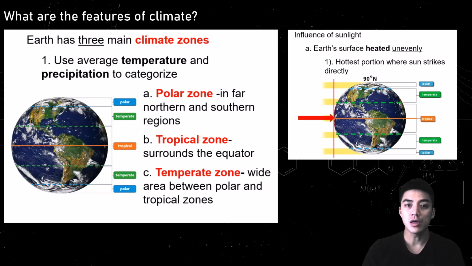Earth has 3 main climate zones, and we use temperature and precipitation to categorize each one. So you have the polar regions, which would include the North and the South Poles. You have the tropical regions, which is near the equator, and you have the temperate zones, which are in between the poles and the tropical belt.